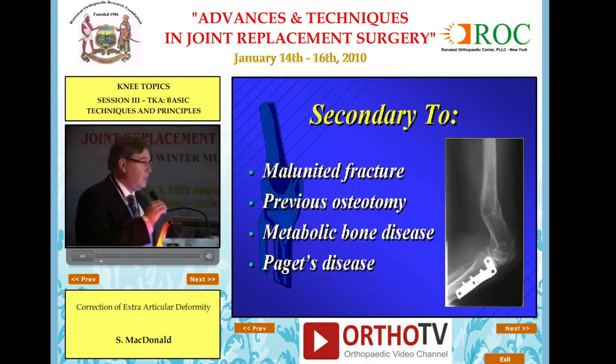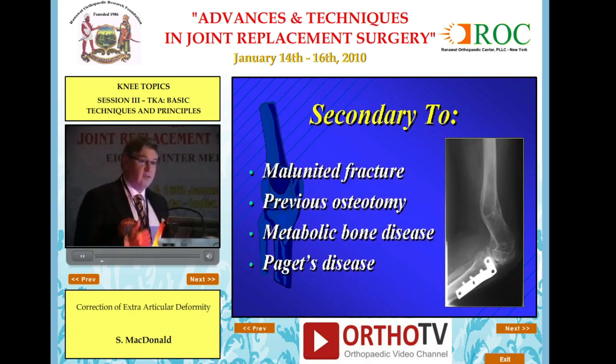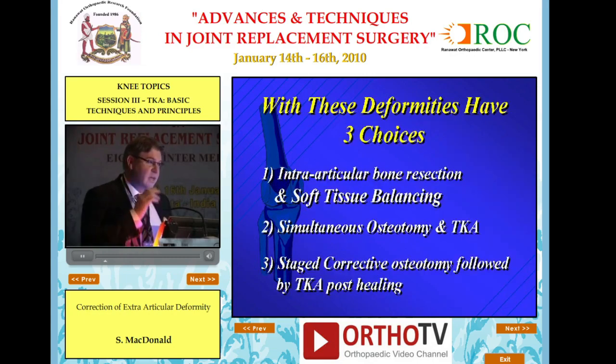The ones I've seen have tended to be secondary to malunited fractures, previous osteotomies that aren't quite aligned correctly, or some metabolic bone disease, and Paget's is fairly endemic in southwestern Ontario. So with the extra-articular deformities that you see in your practice, you have three choices on how to deal with those. You can perform an interarticular bone resection and soft tissue balancing, so in other words, a more standard or typical total knee arthroplasty with appropriate releases.